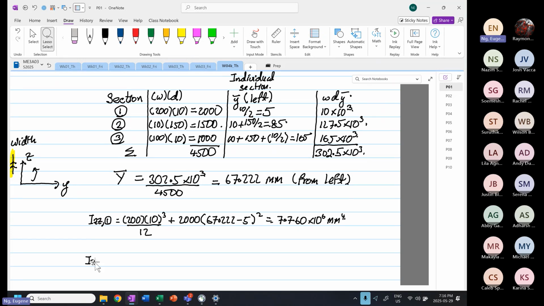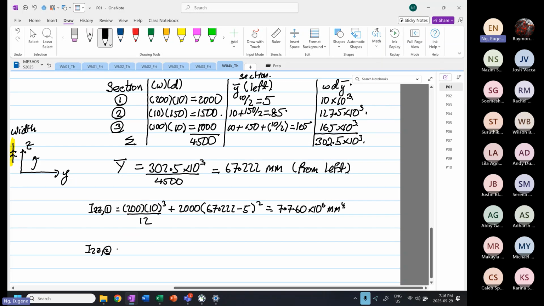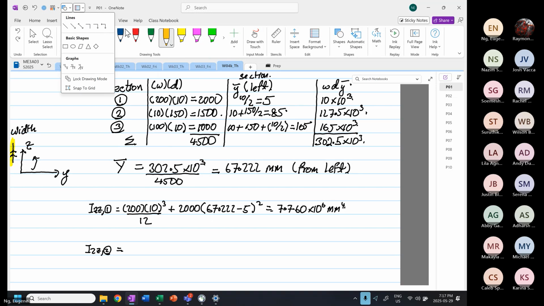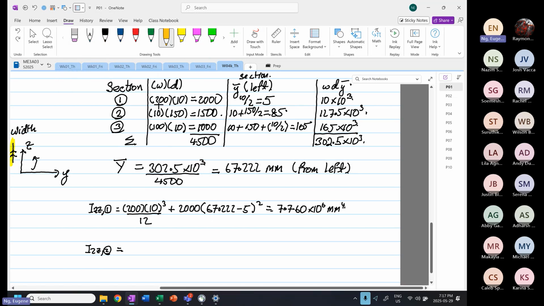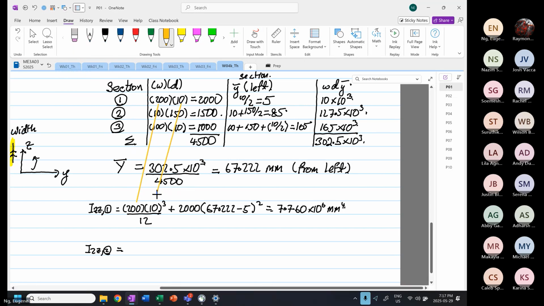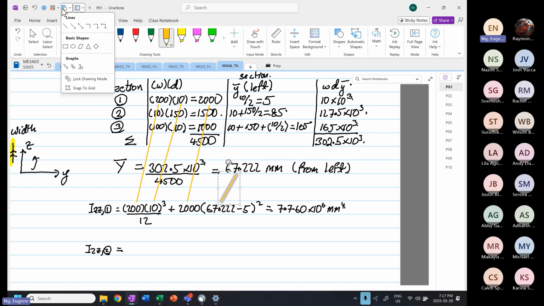So I'm going to do IZZ2 and I'm going to focus on the diagram on my table. So you can see a trend that's going on. Okay, so this is the 200. And next is the 10. And then you get the 2000. So I'm just looking at the table. And I don't need to focus on the diagram, but you need to be sure that your table is correct.